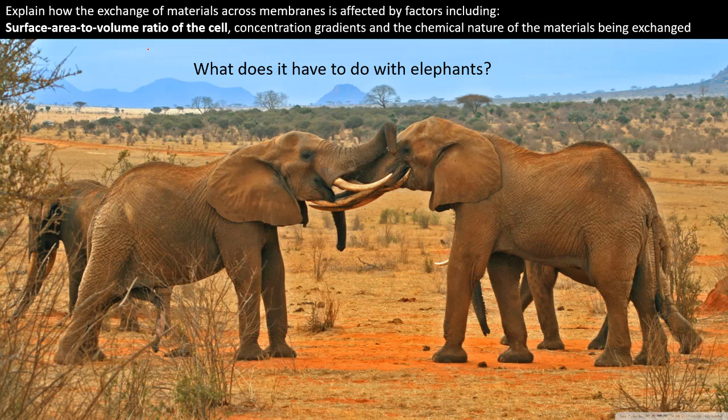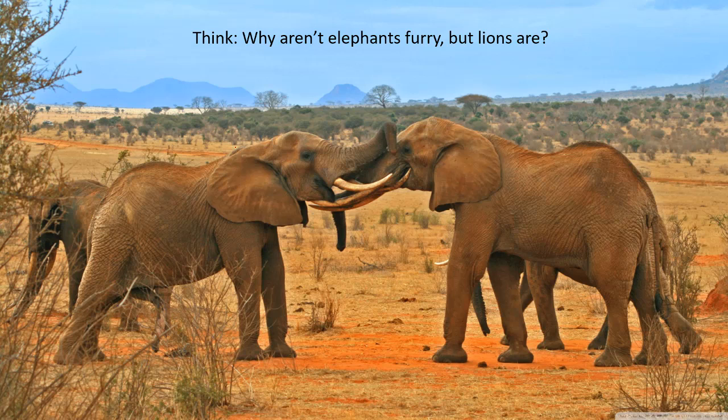All right, now this bit here tacked on to the end of the PowerPoint is not closely related, but still has got some work to do here. So we're looking at surface area to volume ratio of the cell, and what does that have to do with elephants? Well, have you noticed that elephants are not very shaggy? They don't have a lot of hair on them, right? But lions are. So here's a lion. It's got a big mane, it's got a body, it's got legs, and it's got hair all over it. Okay, keeps it warm at night.